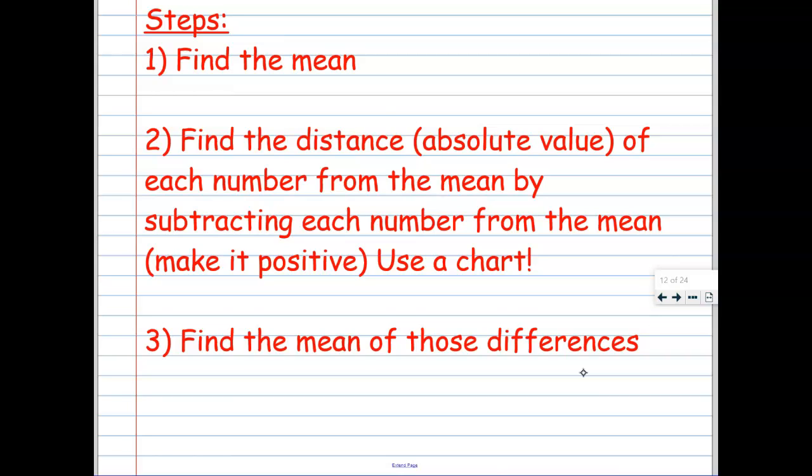All right, so again, we're going to find the mean. We're going to find the distance from the mean by subtracting. We're only going to use positive numbers, and we're going to use a chart to keep us organized. And then we're going to find the mean of all those differences. So yay, guys, we get to find the mean twice.